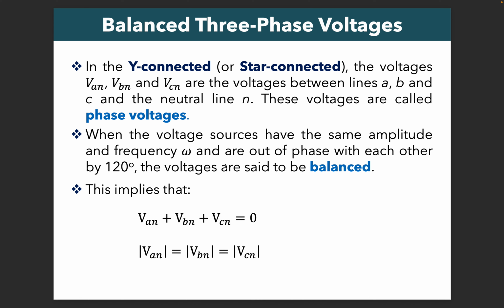So that is the condition. This means that if there is a phase difference of 120 degrees between each of the three phase voltages, it means that the phase voltages are balanced. Otherwise, it will be called unbalanced phase voltage.